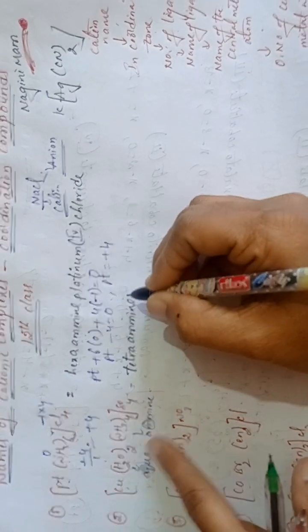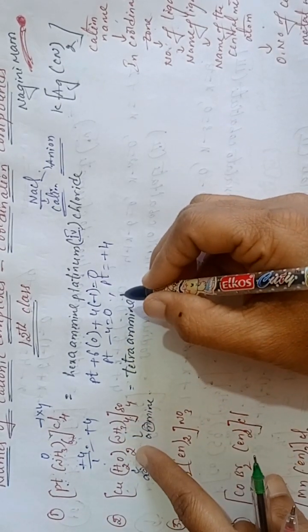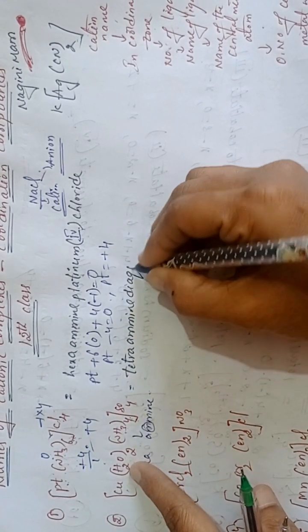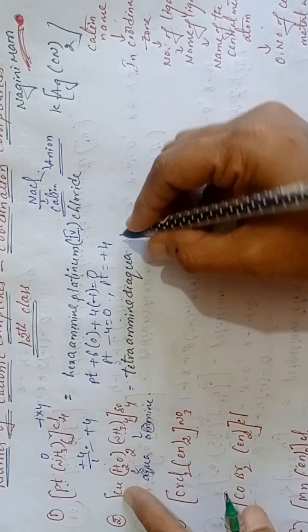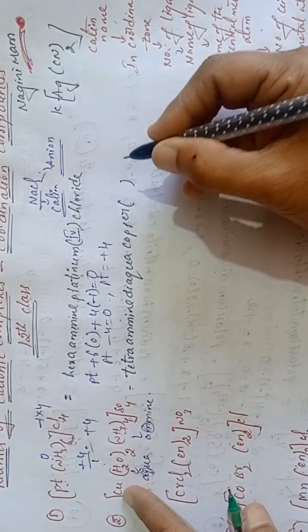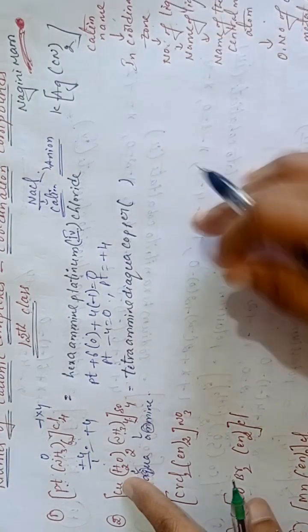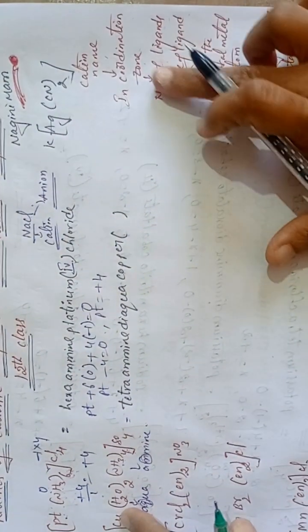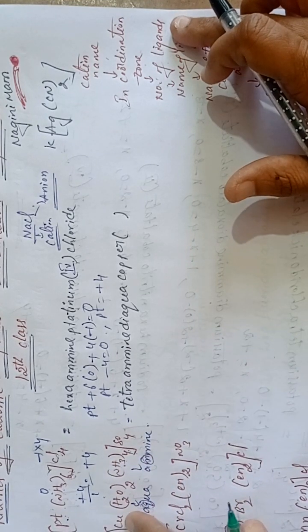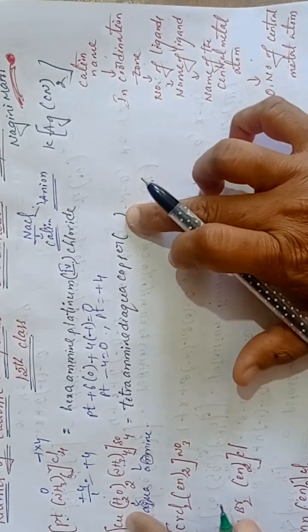Okay, tetraamine completed. Now this one is tetraamine after diaqua. Next copper, as it is named. Next, the oxidation number of the central metal atom. This is the order I told you. In the coordination zone: number of ligands, name of the ligands, name of the central atom, and oxidation number, completed.